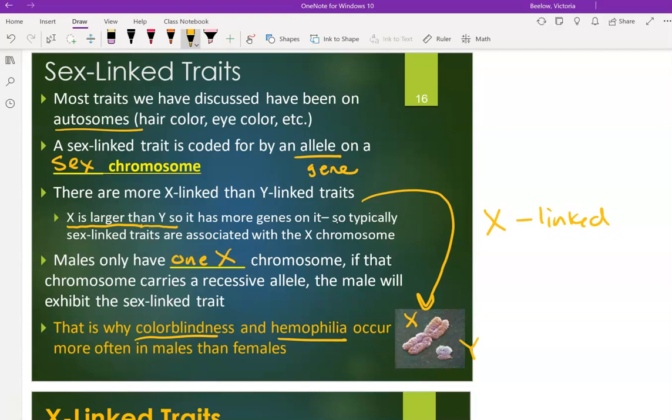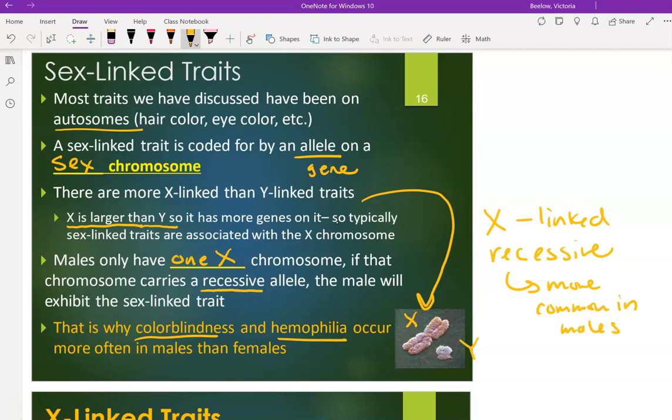These two traits are found on the X chromosome, and they are recessive. Males are XY, so if they have just one copy of that recessive trait, they will display it, versus a female, who would need 2 copies of the recessive trait in order to display it. So oftentimes X-linked recessive traits are more common in males.